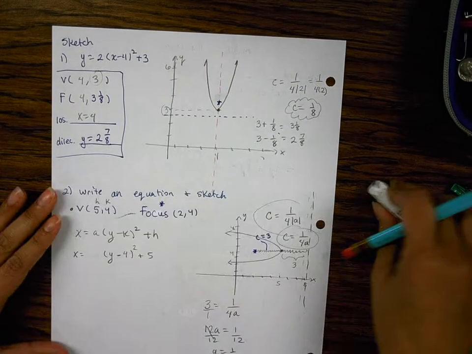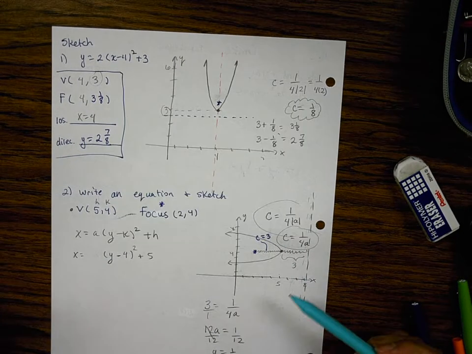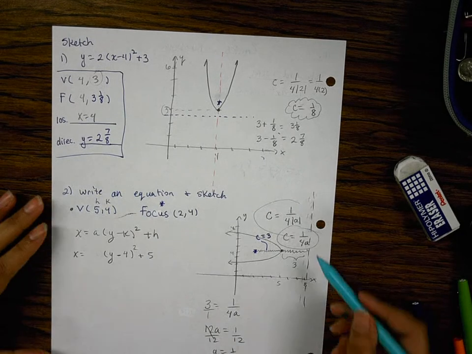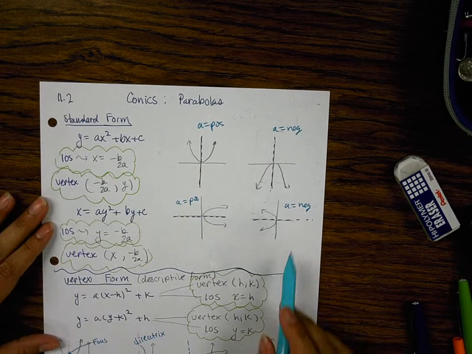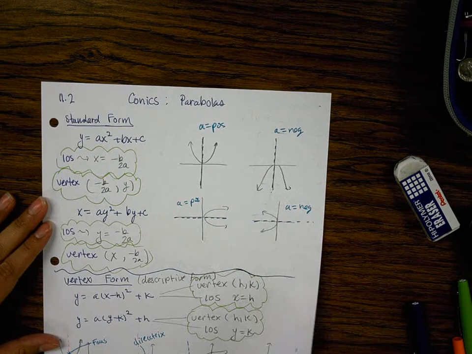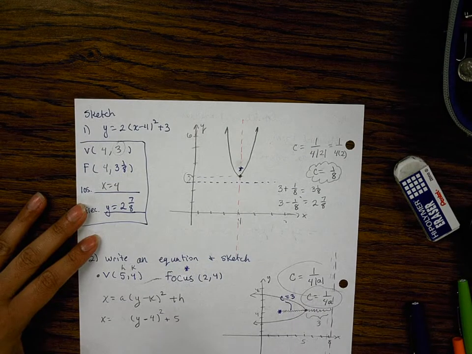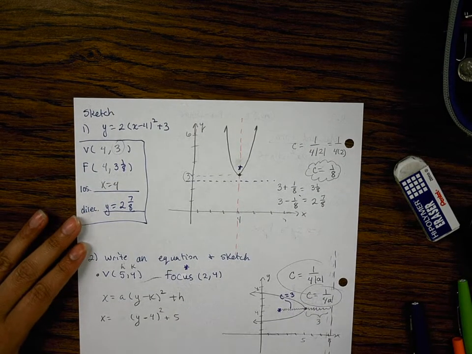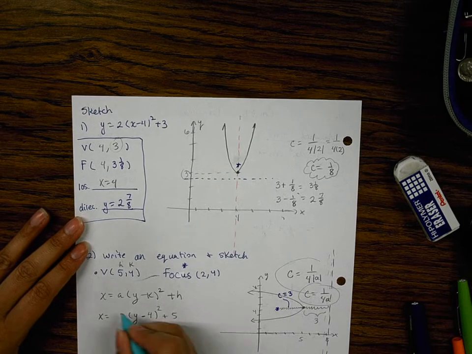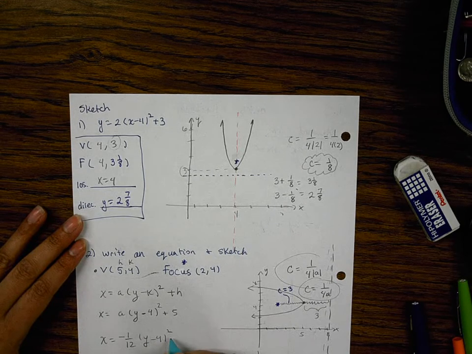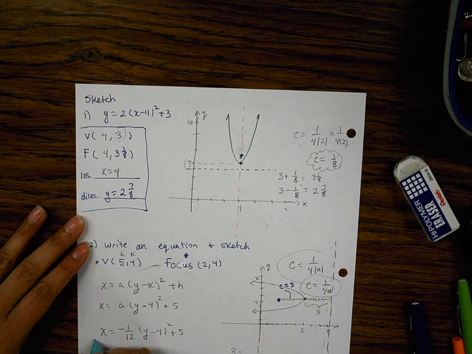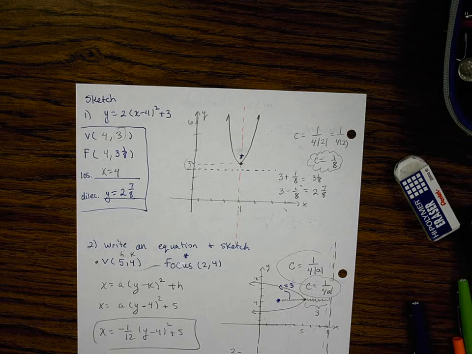The only thing you have to work with is, because we take the absolute value of a when we do these formulas, you don't know whether it's positive or negative, so you have to look at the graph. If it's opening to the left, what does that mean? That means that a must be negative. So when I plug my a value in, I need to make sure that I make it a negative. I'm going to leave it there and I'll just rewrite it. x equals negative 1/12 times (y minus 4) quantity squared plus 5.